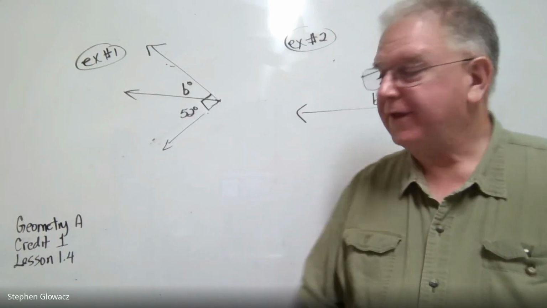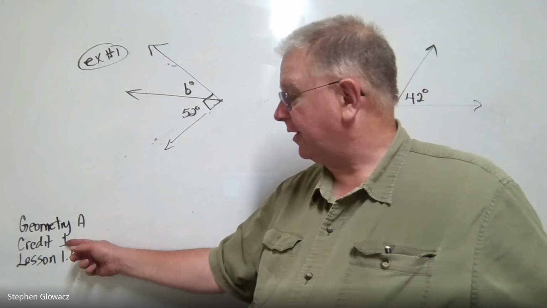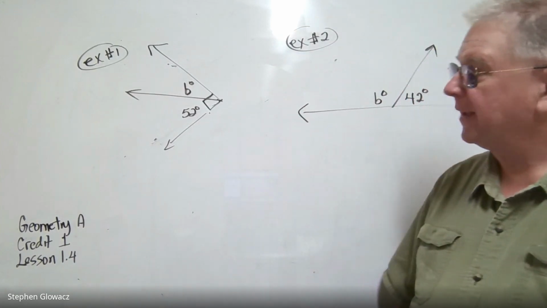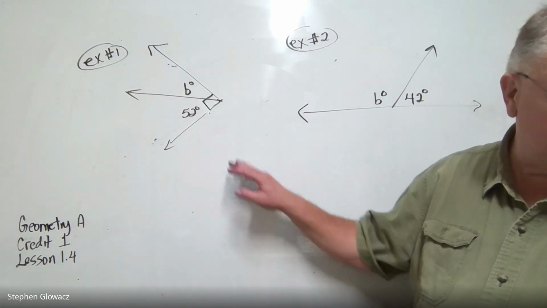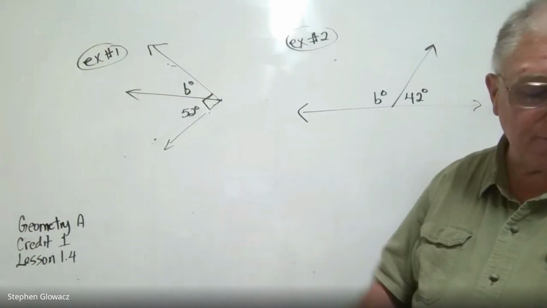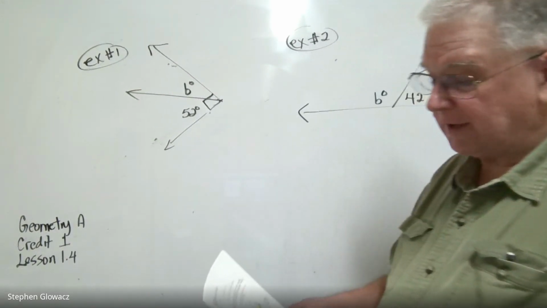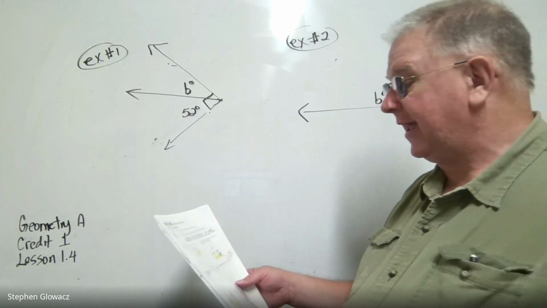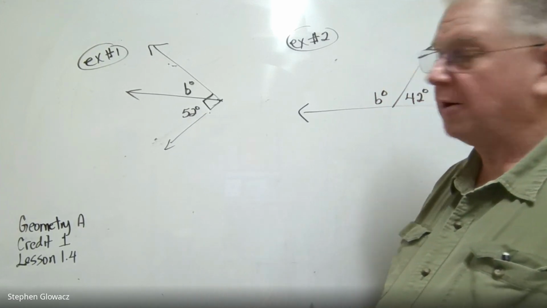Okay, these are the examples for Geometry A, Credit 1, Lesson 1.4. And our first example up here is for problem number 1. Problem number 1 says, find the value of angle B if the pair of angles are complementary.